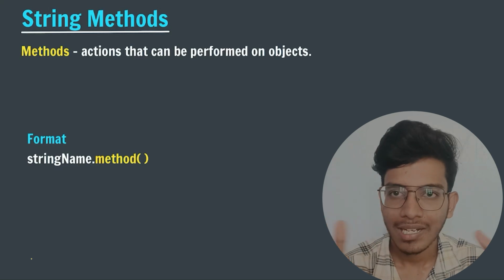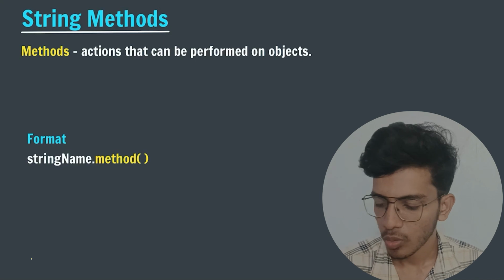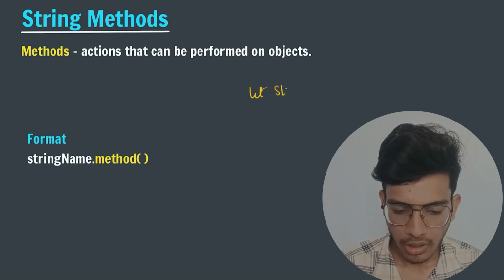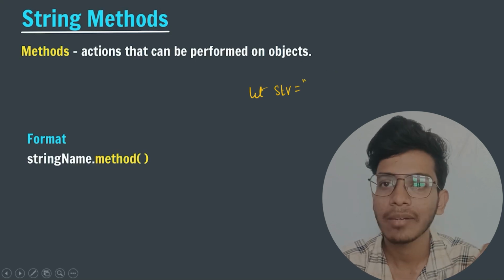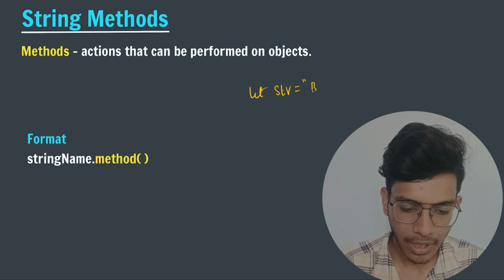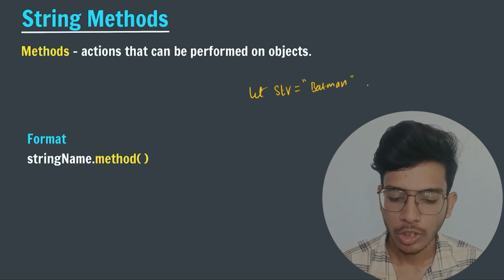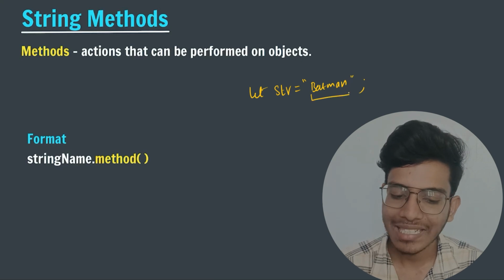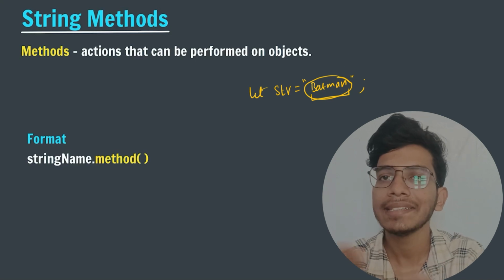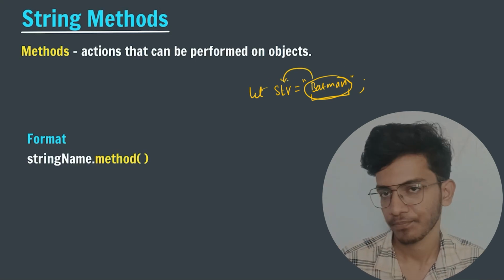So a string is nothing but a collection of characters. Let's say I am creating a string: let str is equals to, and inside double quotations I am writing something. Let's say I am writing Batman, and I am closing double quotations. Whatever I write in these double quotations is considered characters, and this collection of characters we call a string.